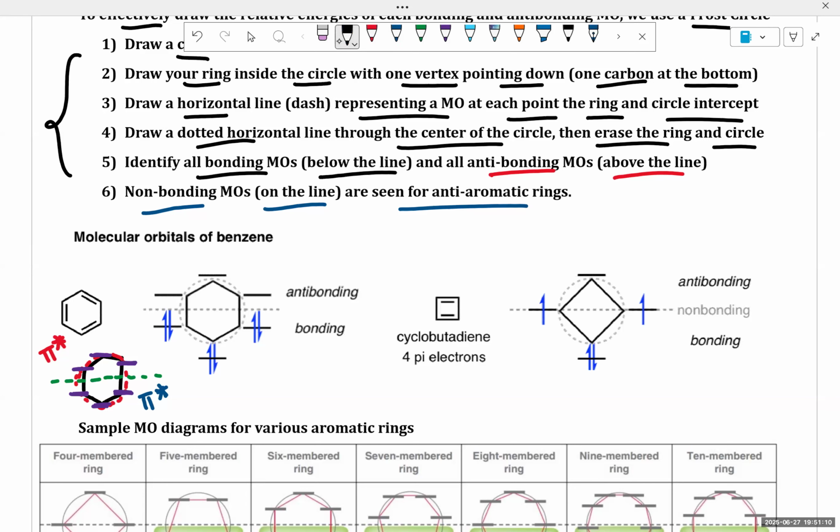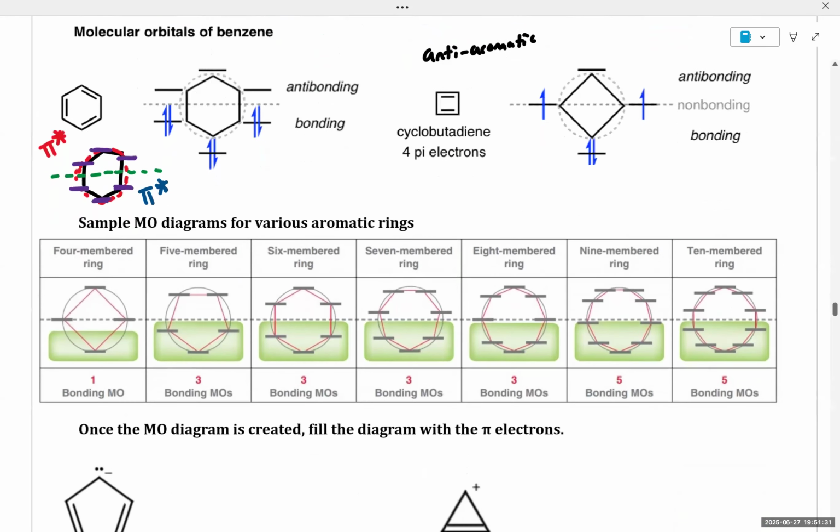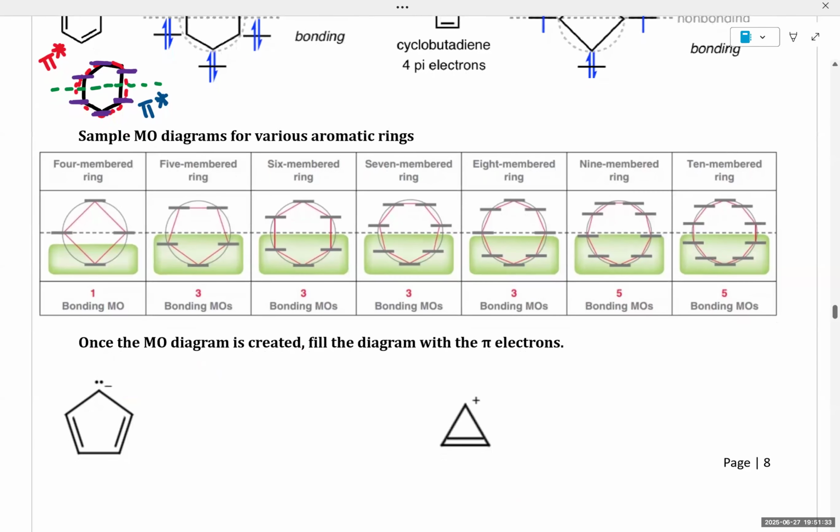For cyclobutadiene, as you can see, it is anti-aromatic. And as you can see, in addition to bonding and antibonding, we have a pair of non-bonding molecular orbitals. Here are some sample MO diagrams for various aromatic rings. And once you create your molecular orbital diagram, you can then fill that diagram with your pi electrons.